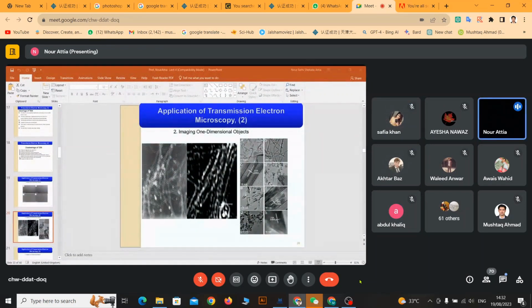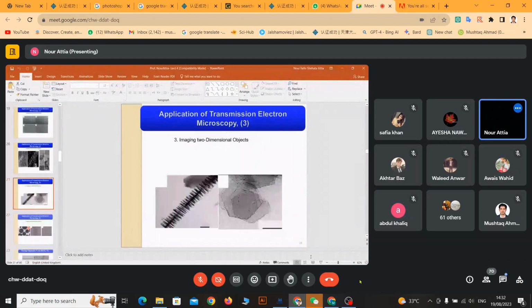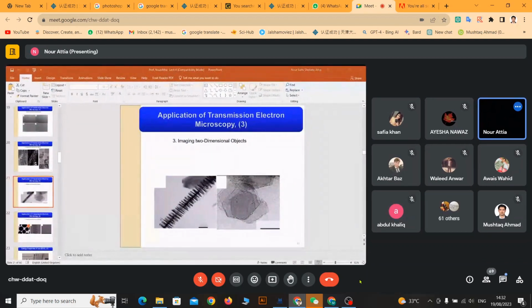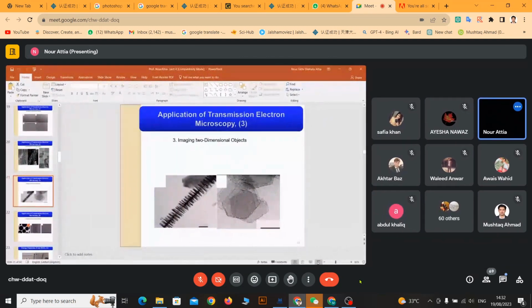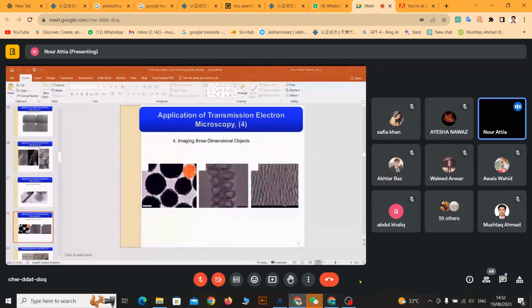This is an image of a one-dimensional nanomaterial using a transmission electron microscope, and this is a two-dimensional one actually. This is a three-dimensional nanomaterial.